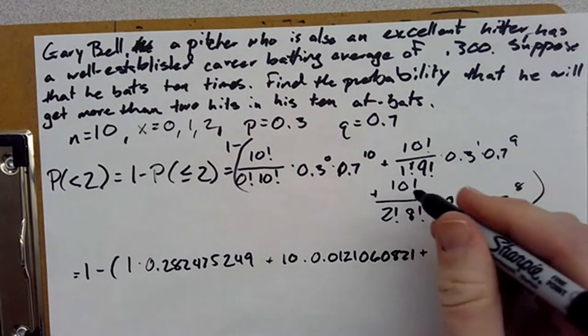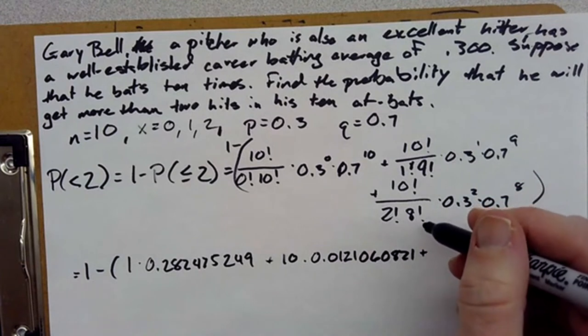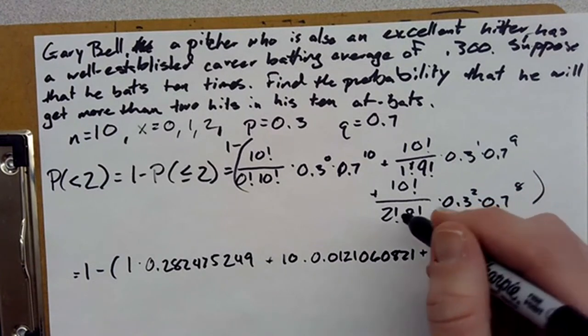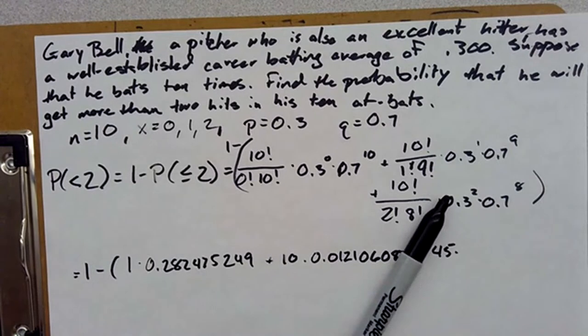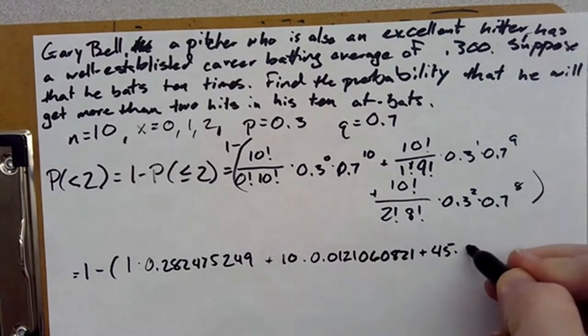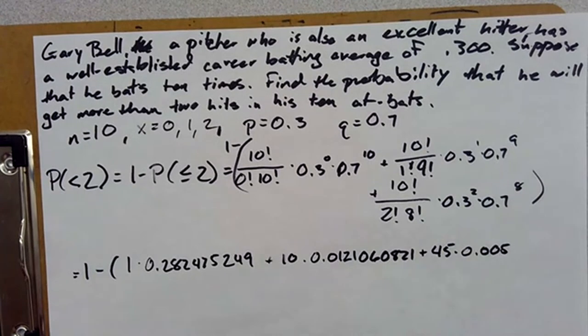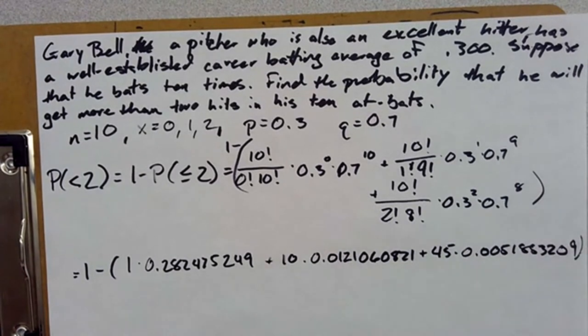Plus, and now 10 factorial over 8 factorial is 10 times 9, 90, divided by 2 is 45, times 0.3 squared times 0.7 to the 8th, which is 0.0051883209. We will round this off when we're done, but now we're going to take this whole thing, plug it into the calculator, and figure out the final answer.